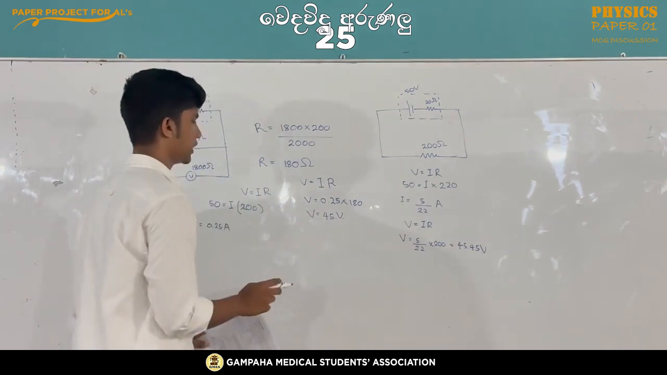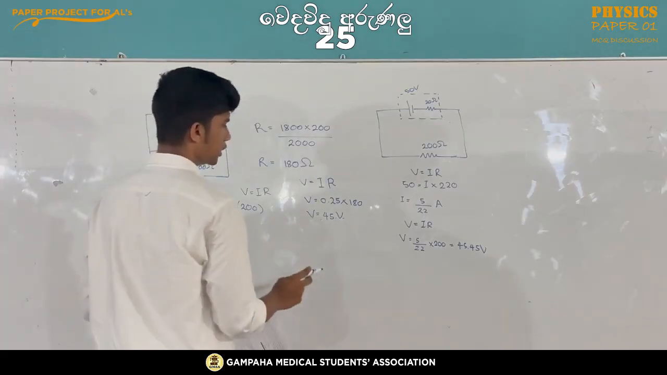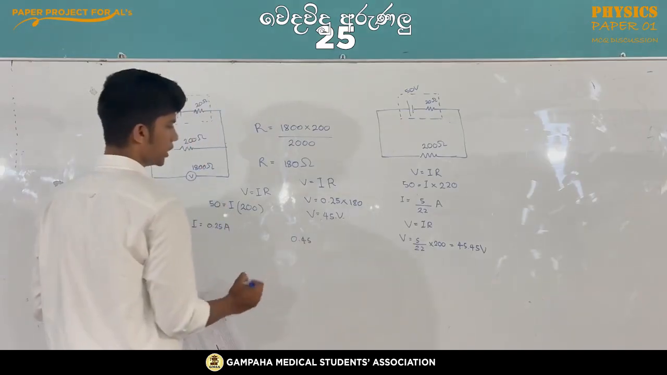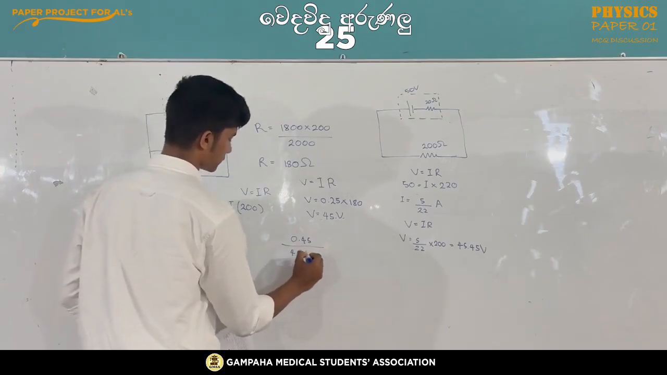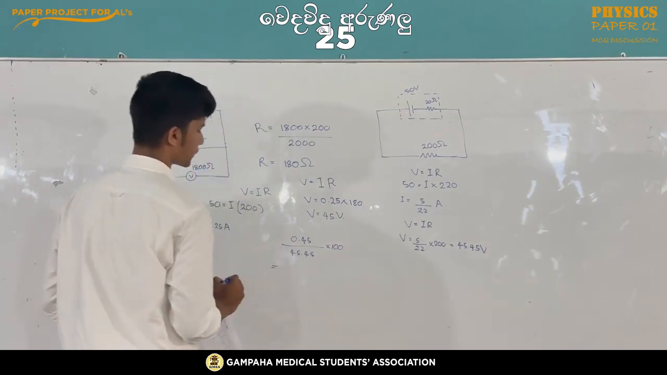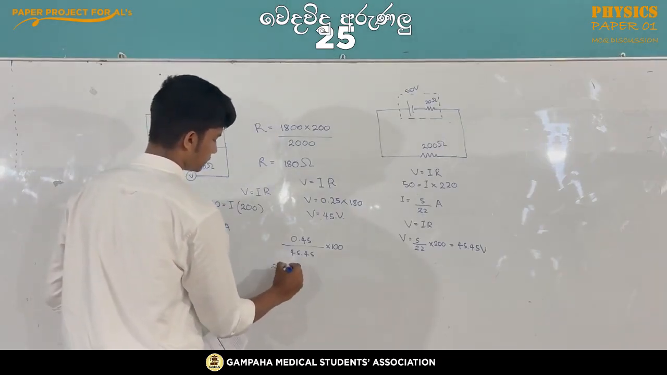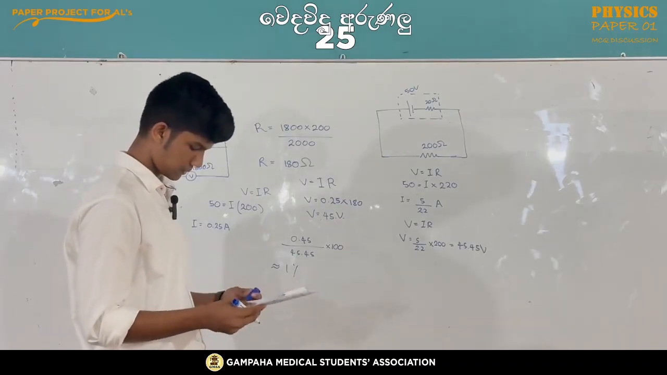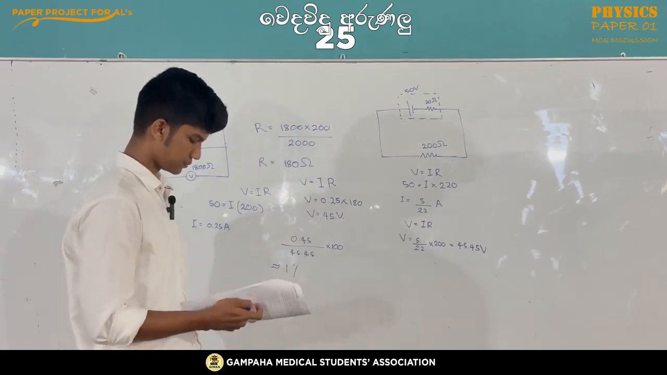But the reading that we get from the voltmeter, once the voltmeter is connected, is 45 volts. So there is an error of 0.45 volts. Then we can keep this error as a fraction of the actual value, then multiply it by 100 to get the percentage. So this will be approximately equal to 1%. Then the correct answer is the first answer.